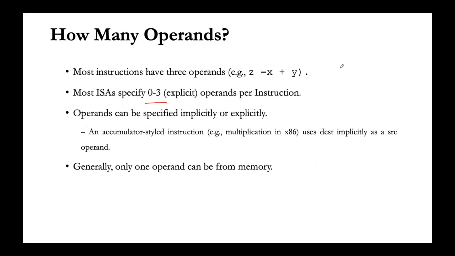As we said, if you are using an addressing mode, then there will be only 2 explicit operands per instruction. These operands can be specified implicitly or explicitly. If you are using an accumulator or stack, then they are implicit. If you are using registers or memory addresses, they are explicit. An accumulator-style instruction uses the destination implicitly as a source operand, but generally only one operand can be from the memory.